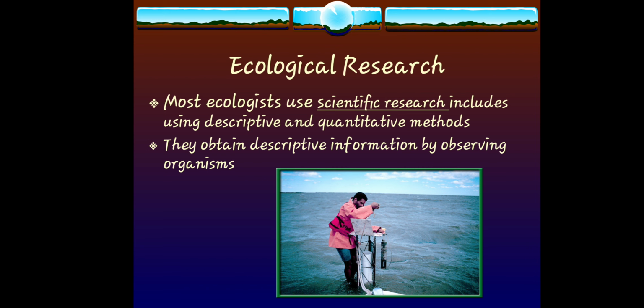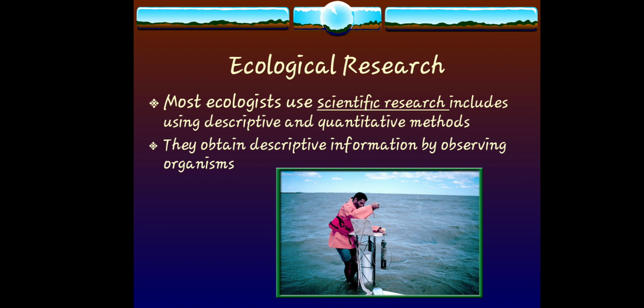It actually includes using descriptive and quantitative methods. When we say quantitative methods, we are pertaining to numbers, the number of participants in a certain ecological research. That would be done if you make a certain scientific research pertaining to ecology. They obtain descriptive information, because descriptive methods are behind your observations about the organism, and not only the organism but also the environment.